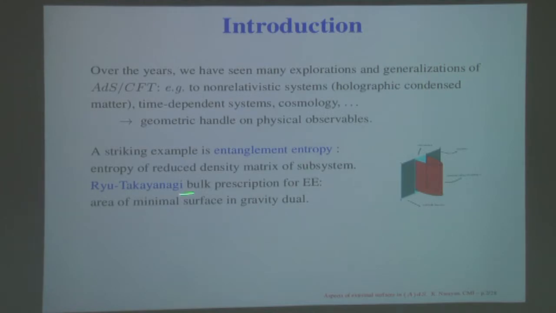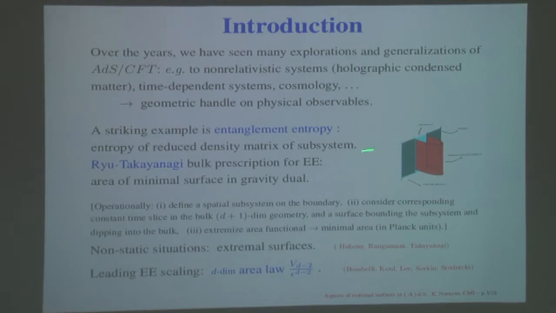About 8 years back, Ryu and Takayanagi gave a simple, powerful bulk prescription for this entanglement, as we've seen over the last few days. This essentially involves constructing a minimal surface like that. You look at all possible surfaces that bound the subsystem and dip inwards in the radial direction, and find that surface which has minimal area, which extremizes that area action, and the area of that minimal surface in Planck units is the entanglement entropy. This has survived many checks and it has been generalized, and there are many generalizations and so on.